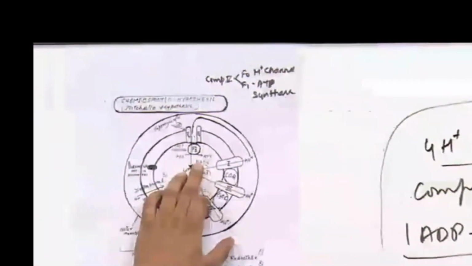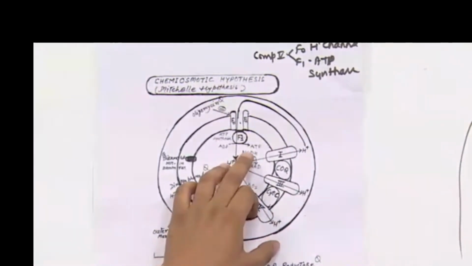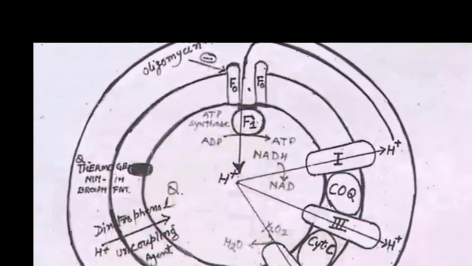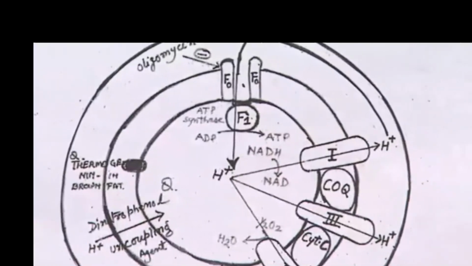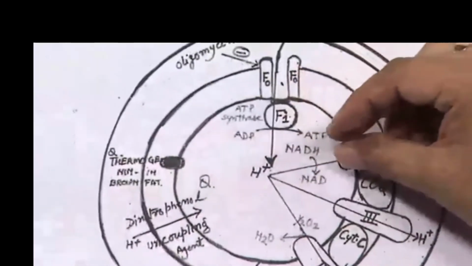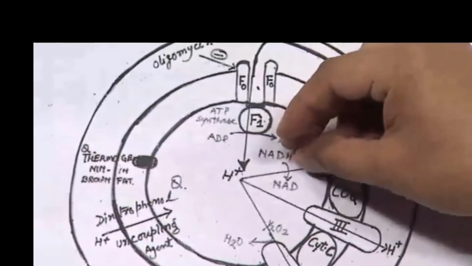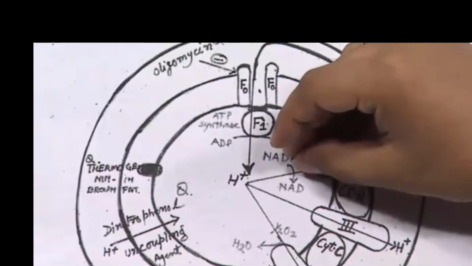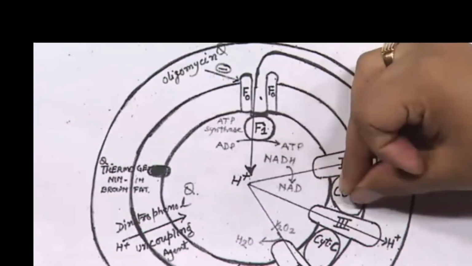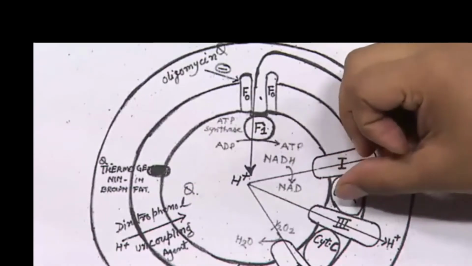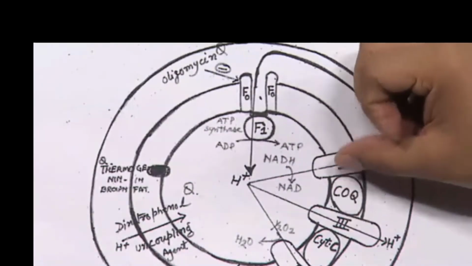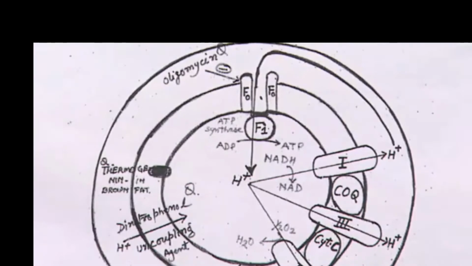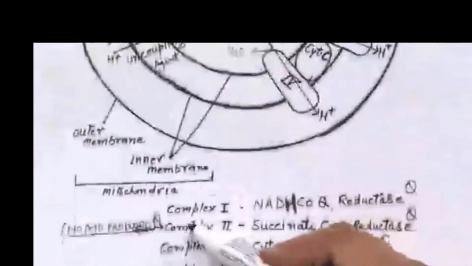Suppose this is NADH. Look at this. Zoom it out. This is NADH. This is complex 1. Suppose my hand is complex 1. Complex 1 takes hydrogen from NADH and gives it to coenzyme Q. When complex 1 takes hydrogen from NADH and gives it to coenzyme Q, coenzyme Q is reduced. That is why this complex is called NADH coenzyme Q reductase.